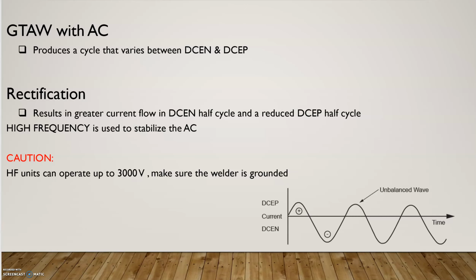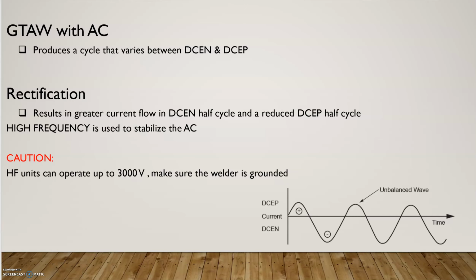AC power varies between direct current electrode negative and direct current electrode positive. Rectification is the conversion of AC to DC and results in a greater current flow in the electrode negative half cycle and a reduced electrode positive cycle.